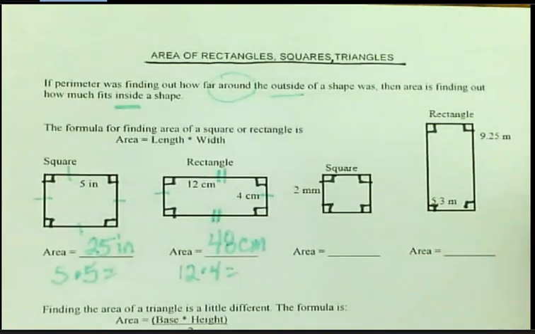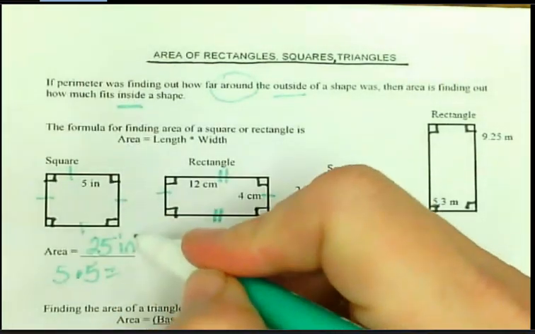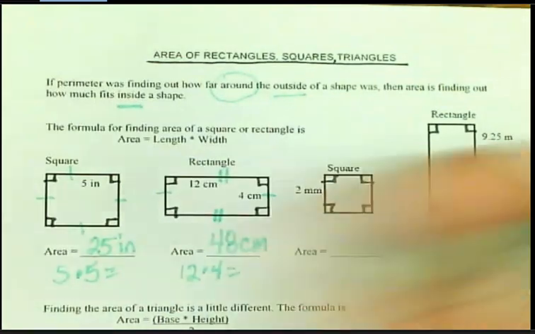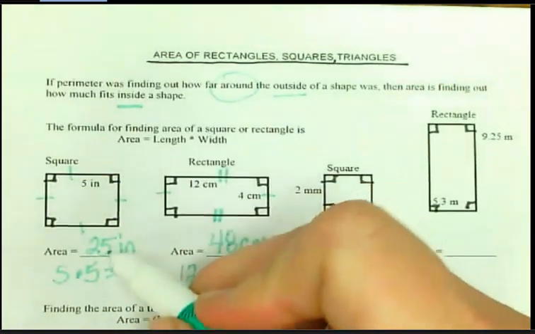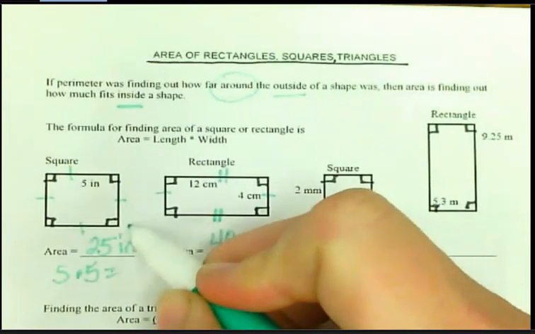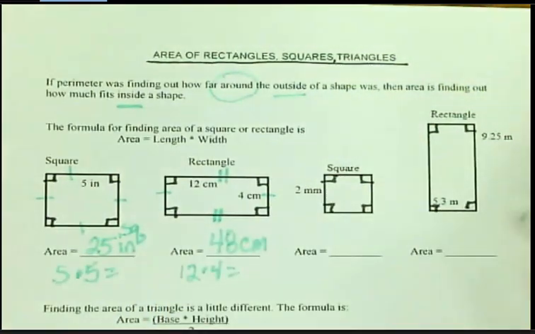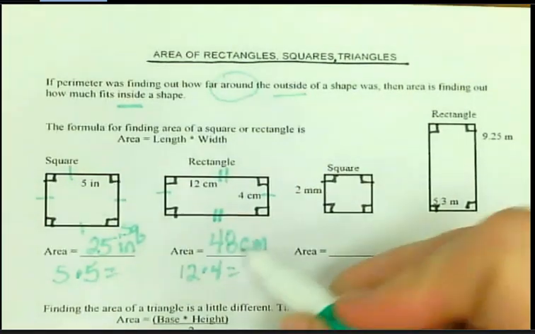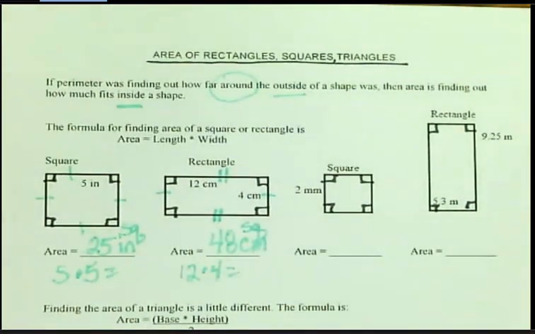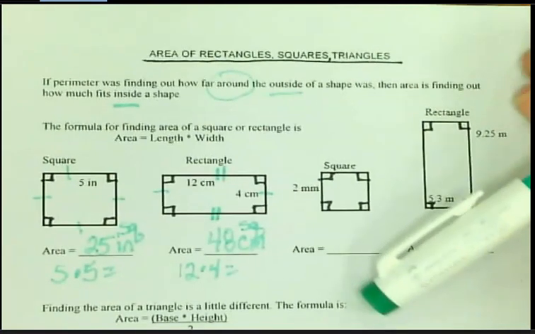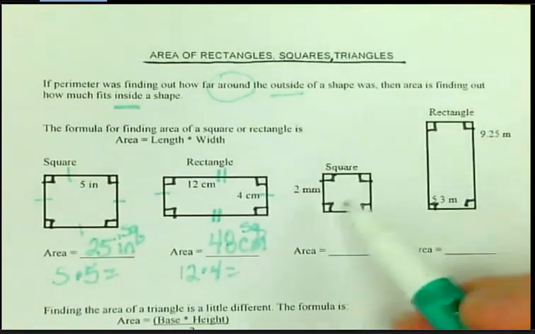Now here's the thing. I want to stop here for just a moment. Because it's a 2-dimensional shape, we're finding area, I have forgotten one thing. So it's 25 square inches. 48 square centimeters. That's right. Area is squared, remember?